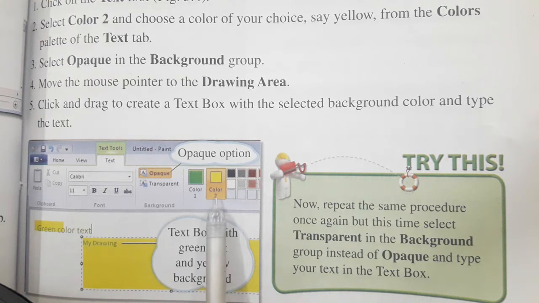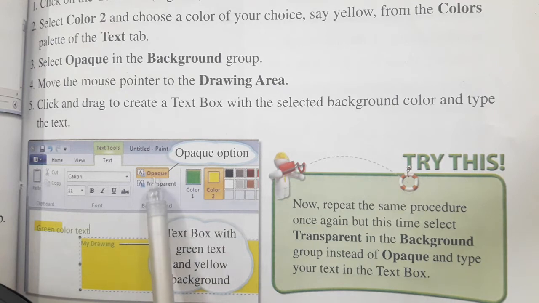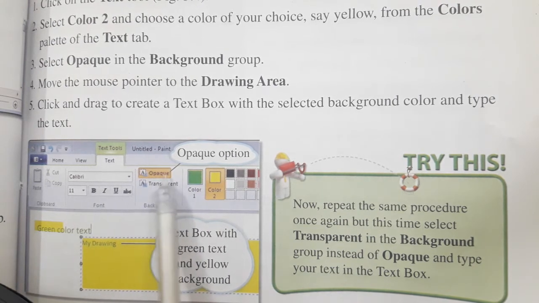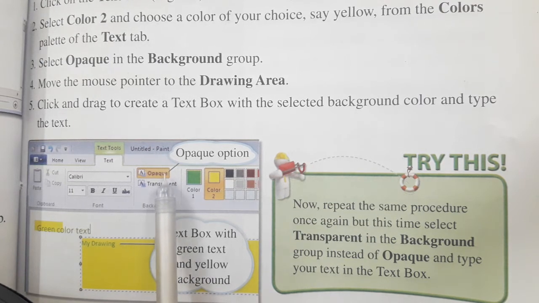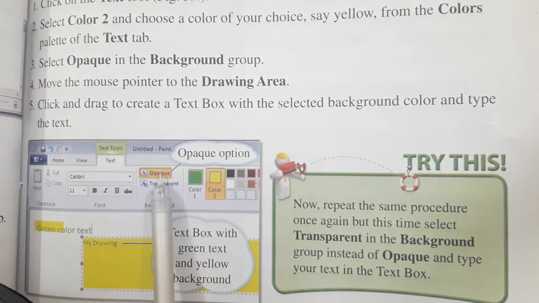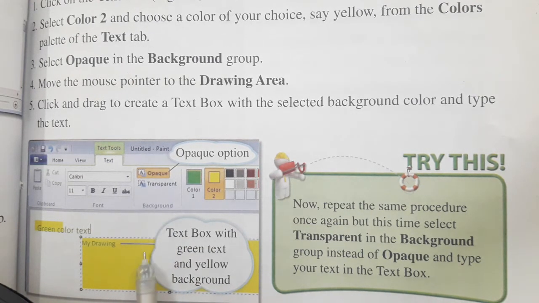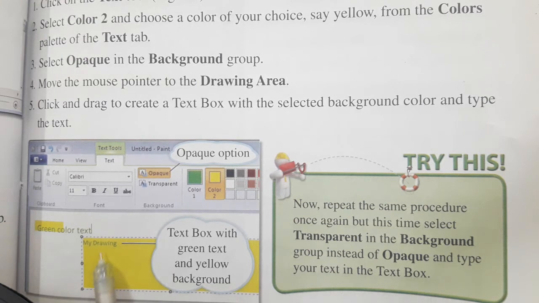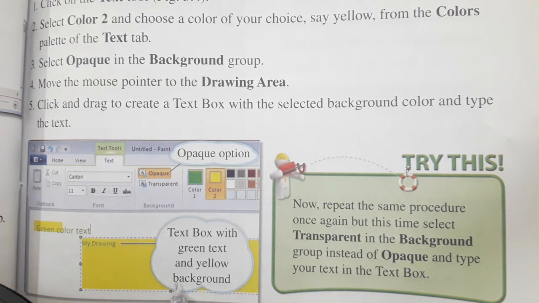Then number 3, select opaque in the background group. You can see here the opaque option. Then select the opaque option. First text tool, then color 2, then opaque option in the background group, and move the mouse pointer to the drawing area. This is the drawing area. Move the pointer to the drawing area.